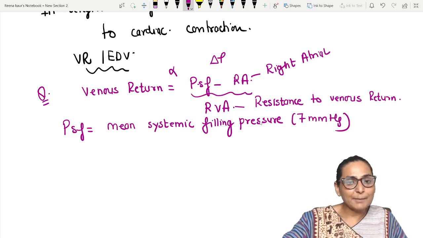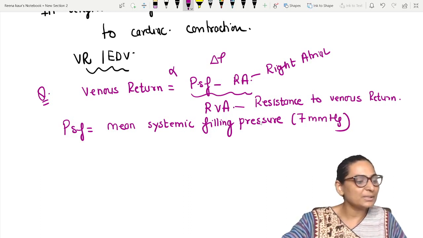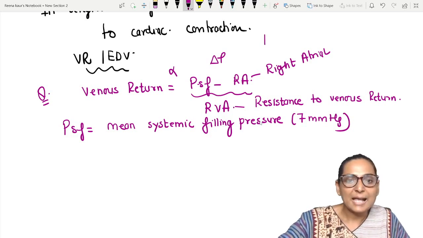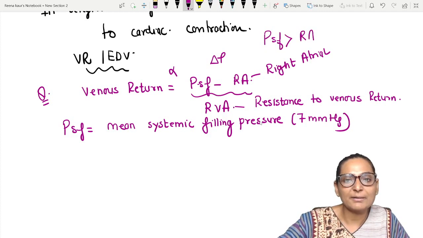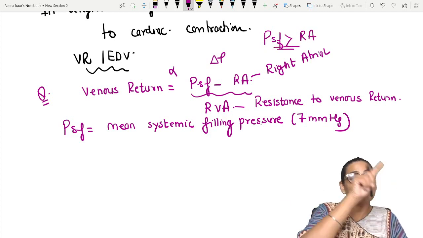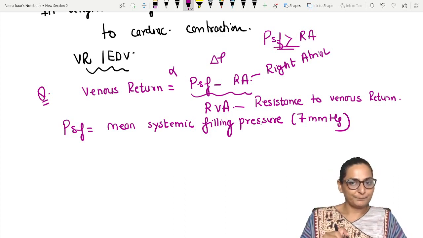And delta P, this is also called as delta P. This word delta P we will also study with hemodynamics. ठीक है? Delta P में this is the mean systemic filling pressure, this is the right atrial pressure, and the mean systemic filling pressure will always be more than the right atrial pressure. तभी तो blood will flow towards the right atrium, है ना?